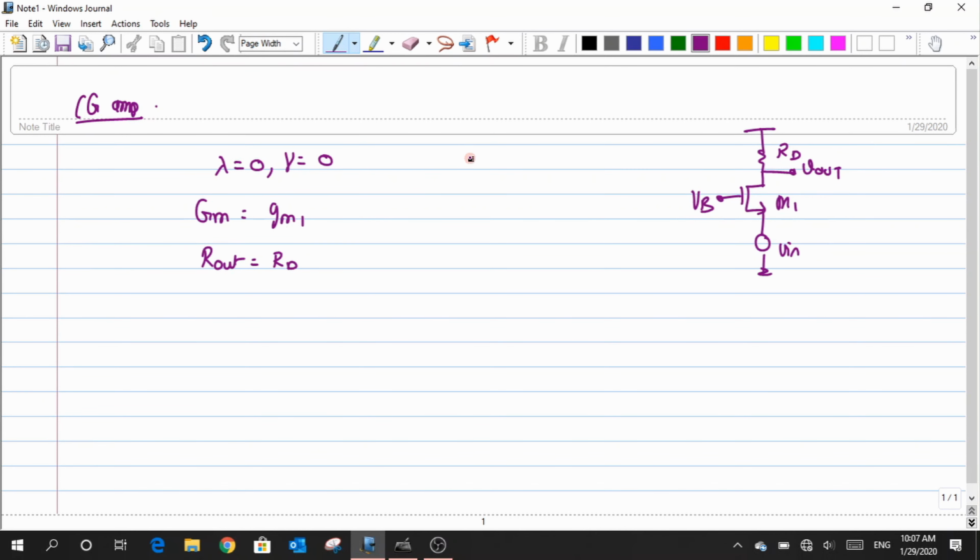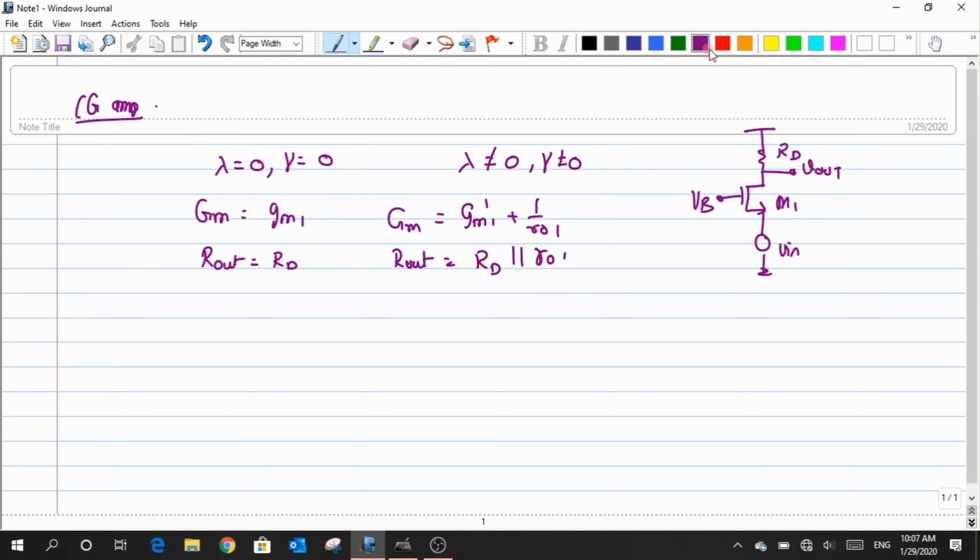Now if I go for lambda not equal to 0, and gamma also not equal to 0, then for this type of circuit we had Gm equal to Gm1 plus 1 by R naught prime. So this was the expression that we got the moment we had both these assumptions taken off. And similarly for R out, the moment we leave out the lambda factor, we ended up having RD in parallel with R naught. Again, I'll just use the suffix of 1 for both R0s.